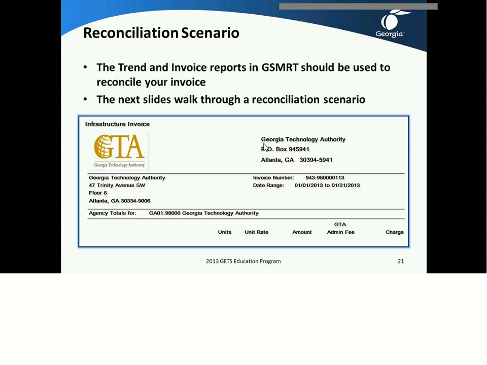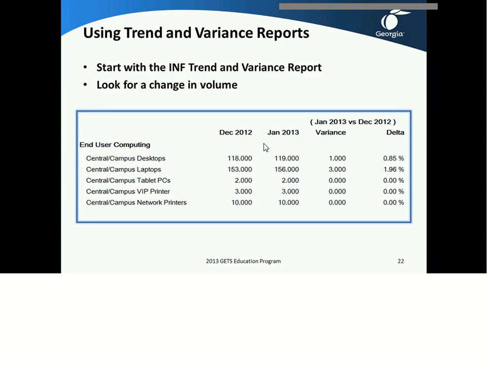So today we're going to go through a reconciliation scenario. I recommend that you start, in this case, with the trend and variance report in GSMRT, and in the next slides we'll go through that scenario. So using the trend and variance reports, you can run a report for, in this case, infrastructure, INF it's called, and you can see the results for the end-user computing tower for December and January, and the variance and the delta. And you can see that our largest variance is for central campus laptops.